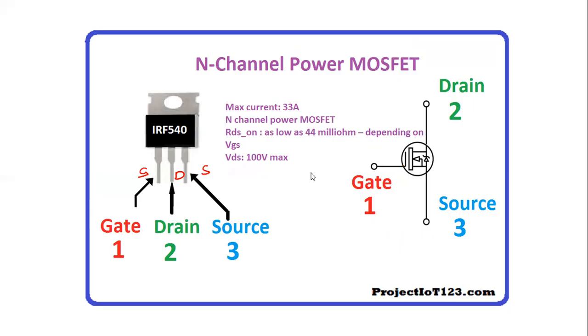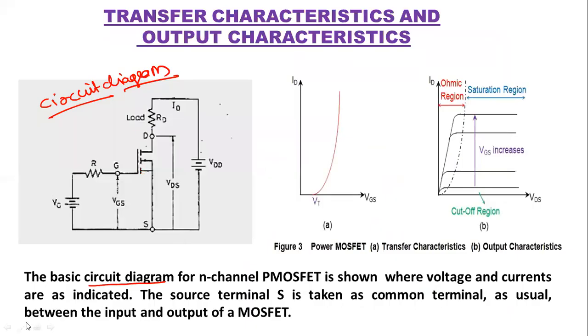Now let's see the circuit diagram. This is the gate, drain, source, and this is RD, the output voltage, and VDD, the drain supply voltage. The source terminal S is taken as the common terminal, as usual, between the input and output of a MOSFET. This is the input and this is the output.